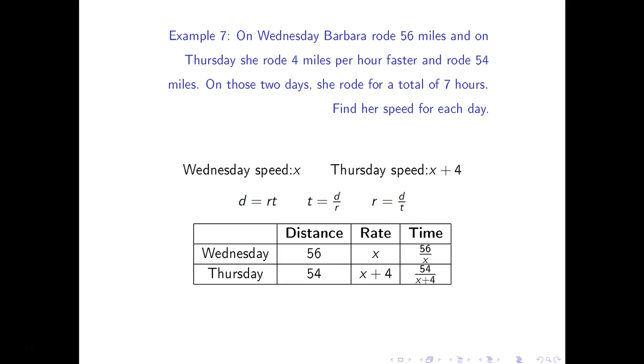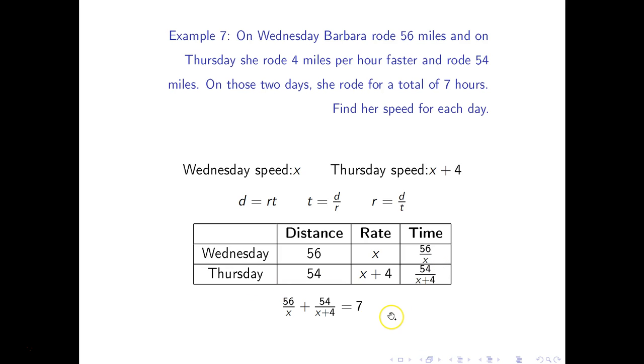Now remember, these times are not necessarily equal, but the total is 7 hours, which means I have to add them up to 7. Because it wouldn't make sense that she would go faster in the same amount of time and go less distance. If you're going faster in the same time, you'd have to go more. So if she's going a smaller distance, it has to be less time. So these times are not equivalent. We have to add them.